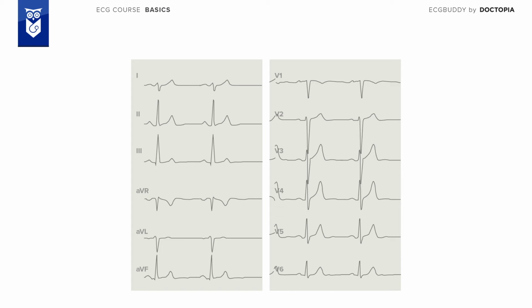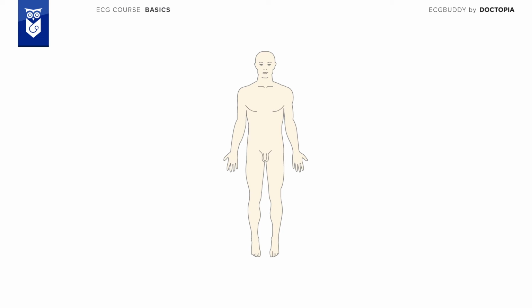The limb leads provide a frontal view of the electrical activity of the heart, while the precordial leads provide a horizontal view. For certain clinical problems, additional precordial leads are used. More on that later. How is the cardiac conduction tracing transferred from the patient to the ECG strip?